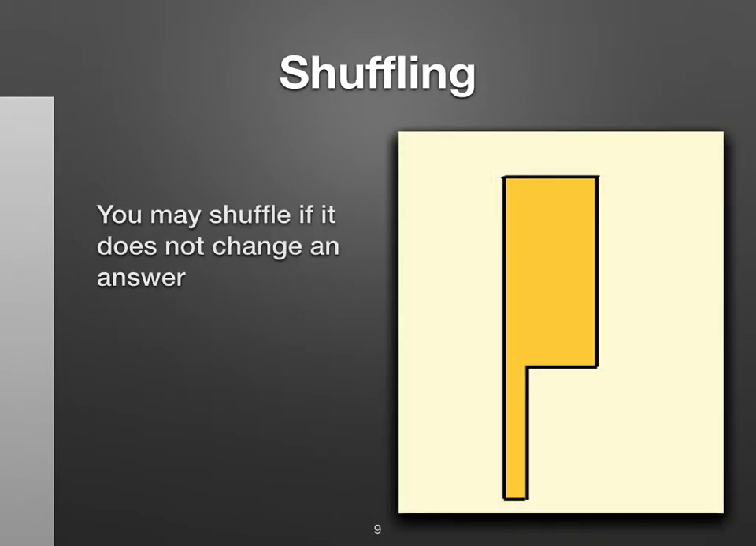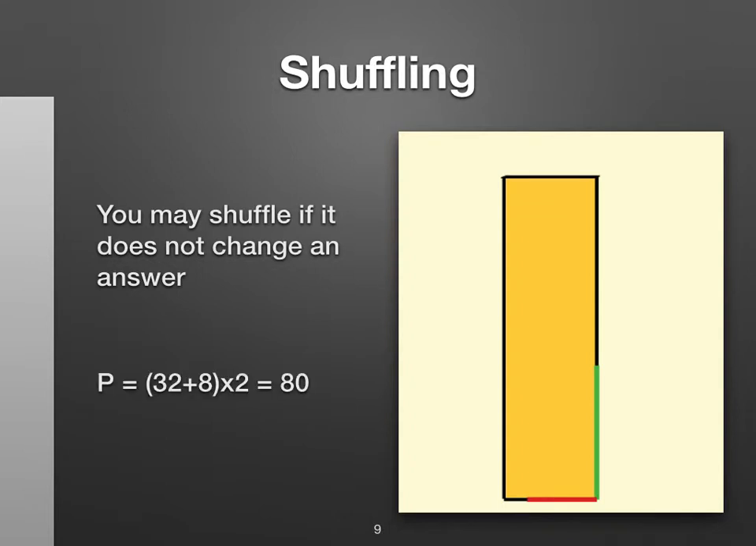Shuffling. We can move around pieces as long as the answer doesn't change. The pieces of this figure's perimeter can be shuffled to make a rectangle. With the rectangle, the problem becomes simple, and the perimeter can be found quickly.